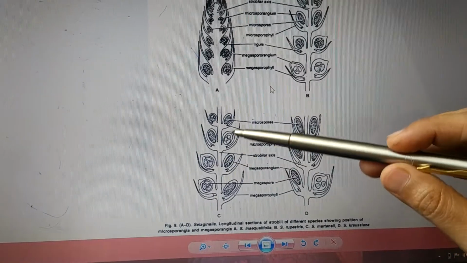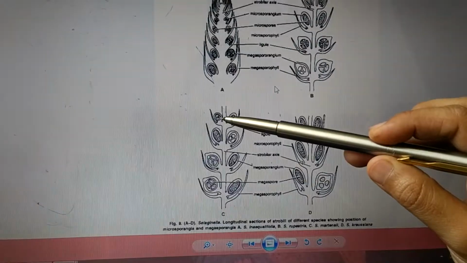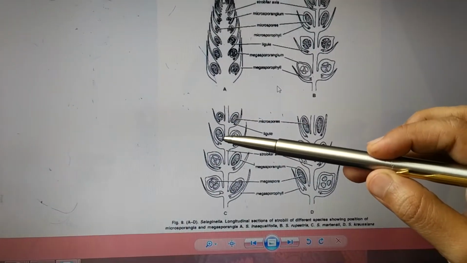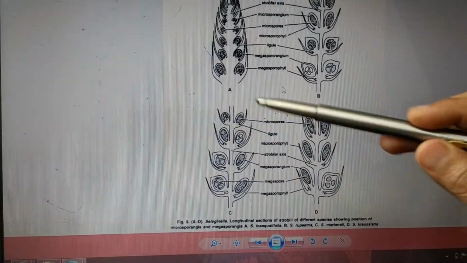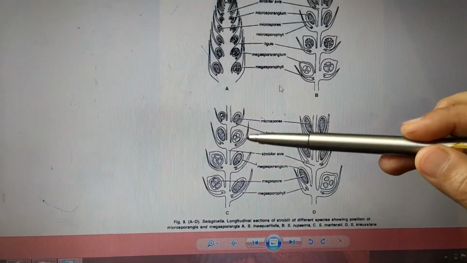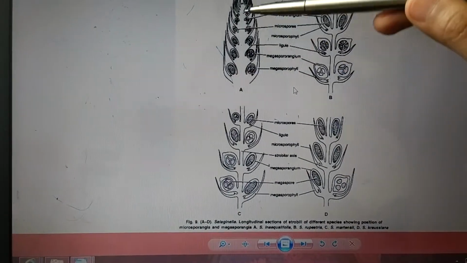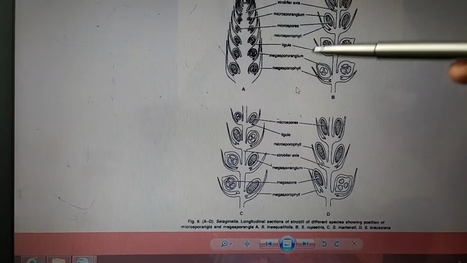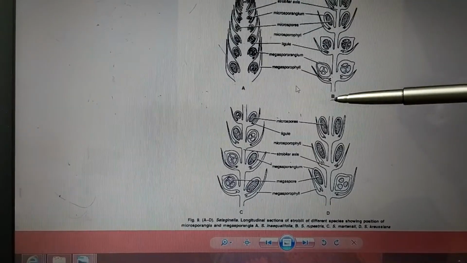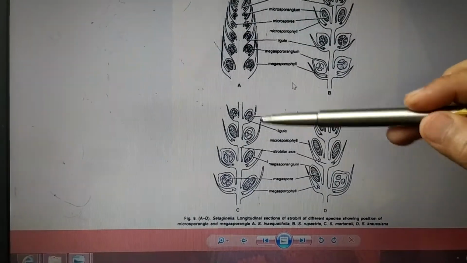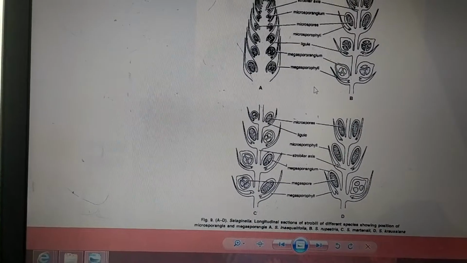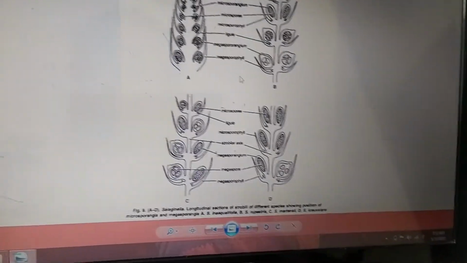Whereas in another case, there is a mixture. We have a megasporophyll, microsporophyll, microsporophyll, megasporophyll. They are mixed. It is not a specific case where only the left side has micro and the right side has mega, or above we have micro and below we have mega. Nothing like that. There is a mixed formation, a mixture of both mega as well as microsporophylls.